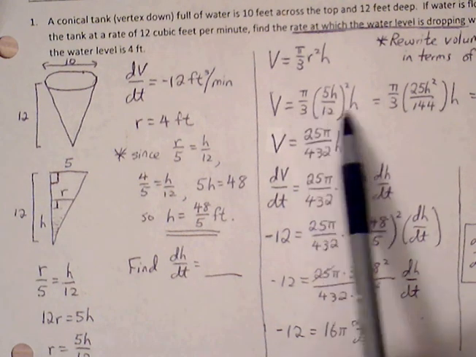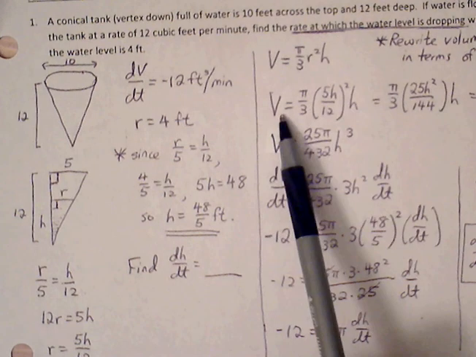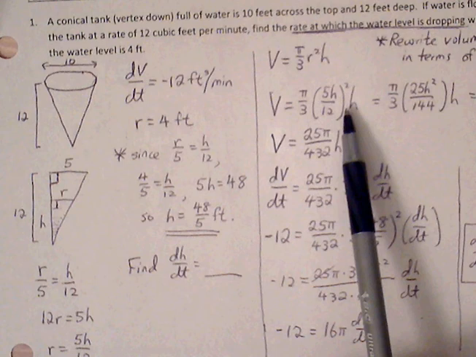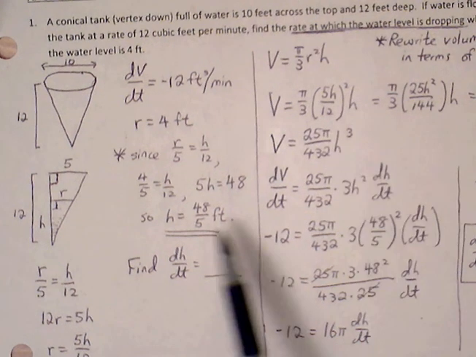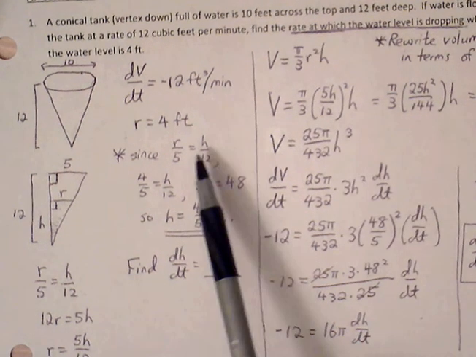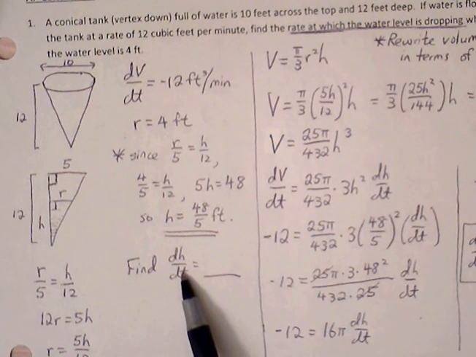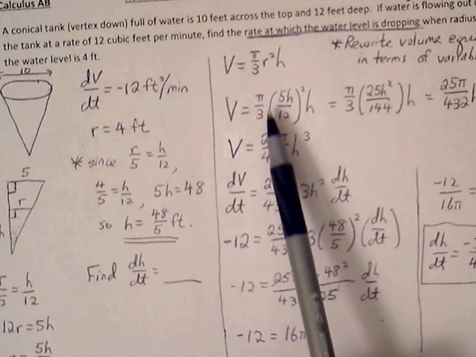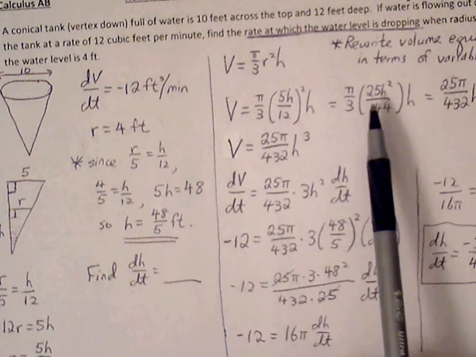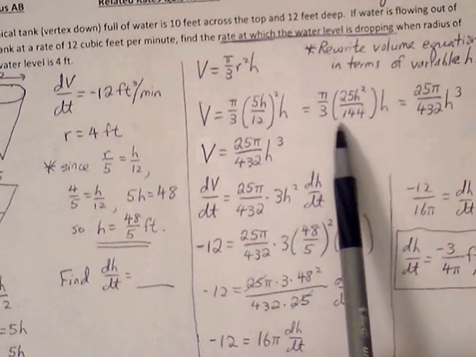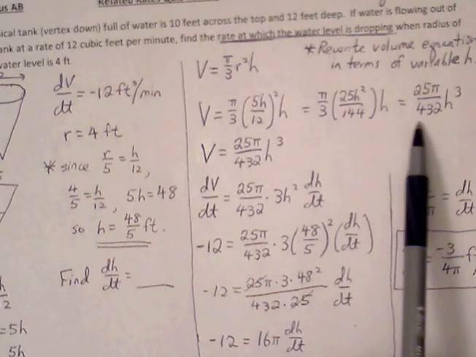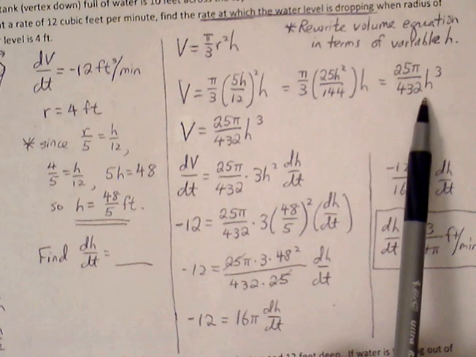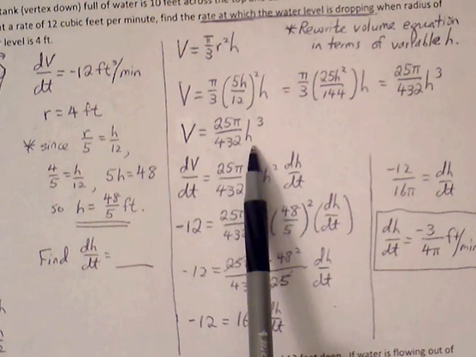So we're working towards a volume equation in terms of just one variable, and the variable that we want is h, because we want this to produce the dh dt that we'll be needing to solve for. So we clean this up, and this gives us 25h squared over 144 times pi over 3, and then keep on cleaning this up, and we get 25 pi over 432 h cubed. So we have our volume equation in terms of height.